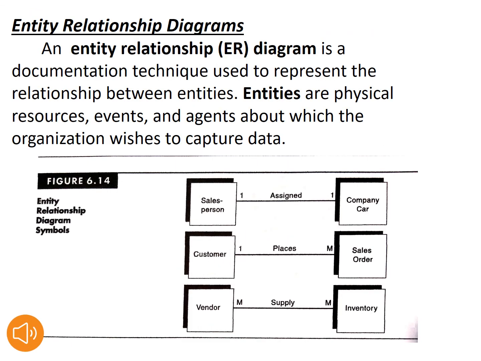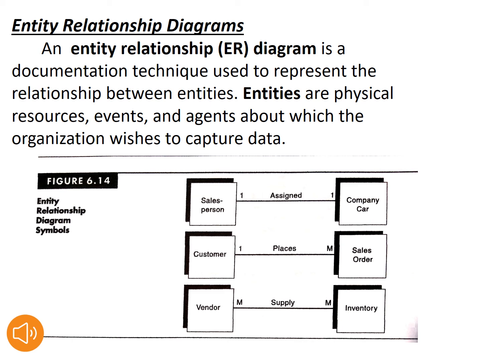Next is entity relationship diagram. An entity relationship diagram is a documentation technique used to represent the relationship between entities. Entities are physical resources, events, and agents about which the organization wishes to capture data. One common use for the diagram is to model an organization's database. Dito kasi, the diagram helps you define terms related to entity relationship modeling. Saka dito, ina-allow din tayo na ma-communicate ang logical structure of the database to users.